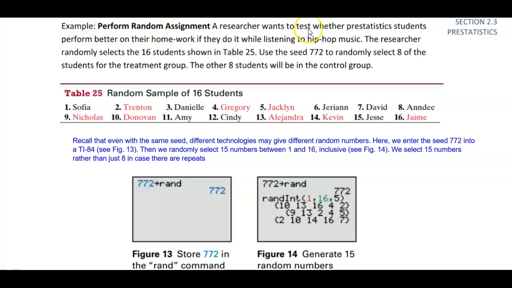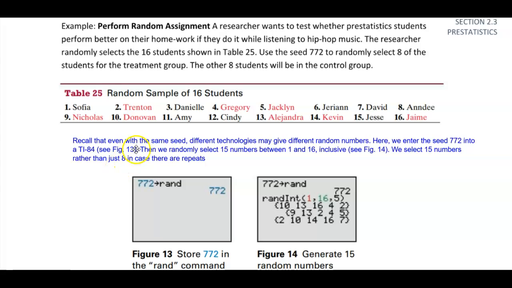A researcher wants to test whether pre-statistic students perform better on their homework if they do it while listening to hip-hop music. The researcher randomly selects the 16 students shown in the table 25. Use the seed 772 to randomly select 8 of the students for the treatment group. The other 8 students will be in the control group.